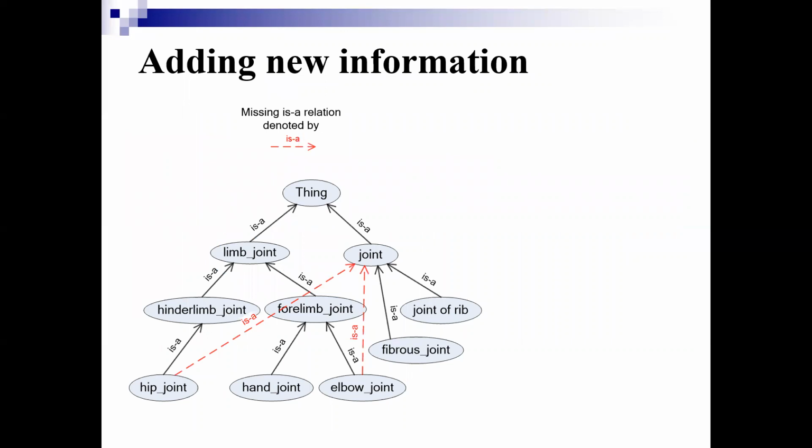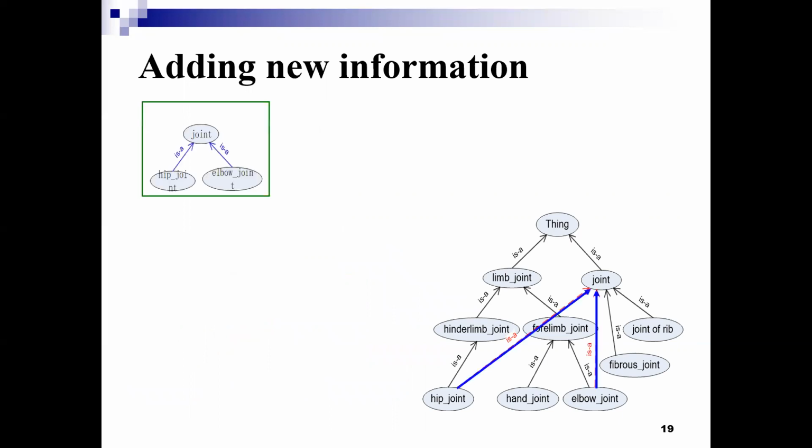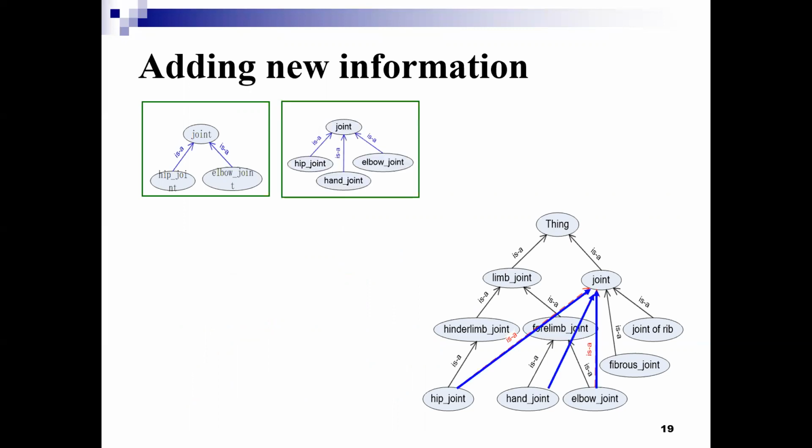So here's an example from a biomedical ontology, which is about different joints in the body. And here we have detected beforehand that hip joint is a joint and elbow joint is a joint. These are missing in our ontology. So what we can do is, well, we could just add these, of course, that's the easiest way. And then these are derivable in our ontology. But we could also add something else, like hand joint is a joint, which is also true, and we didn't detect it before.